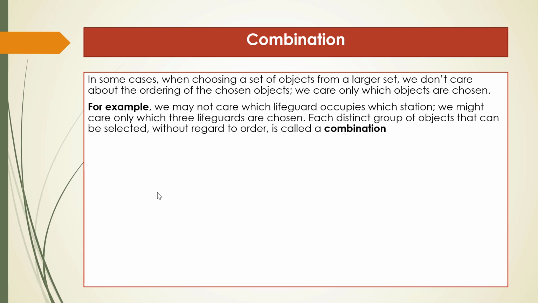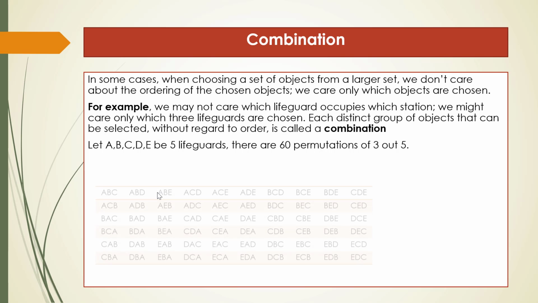So a distinct group of objects that can be selected without regard to order is called a combination. Here let A, B, C, D, and E be the 5 lifeguards. So there are 60 possible permutations of 3 out of 5. And the list of possible permutations can be represented in this table.